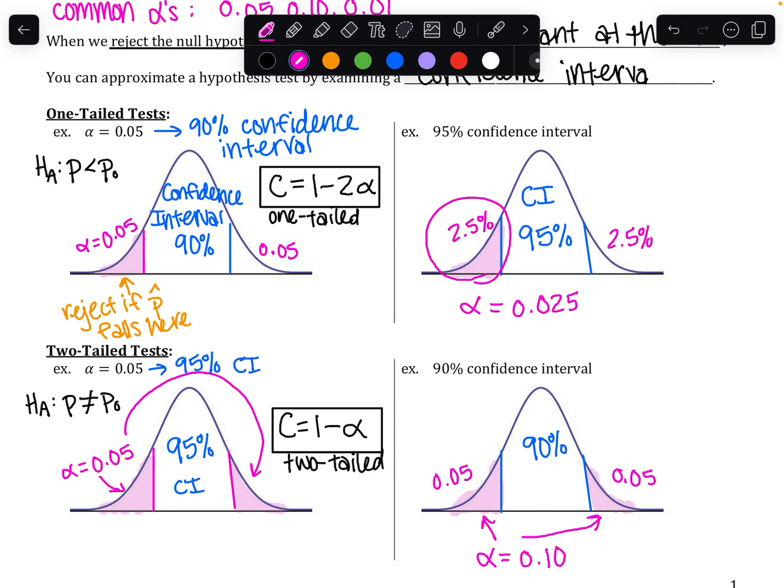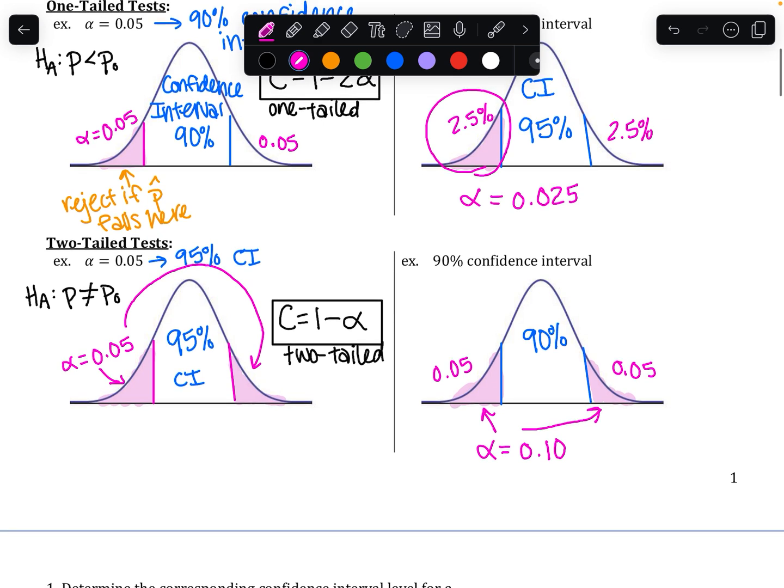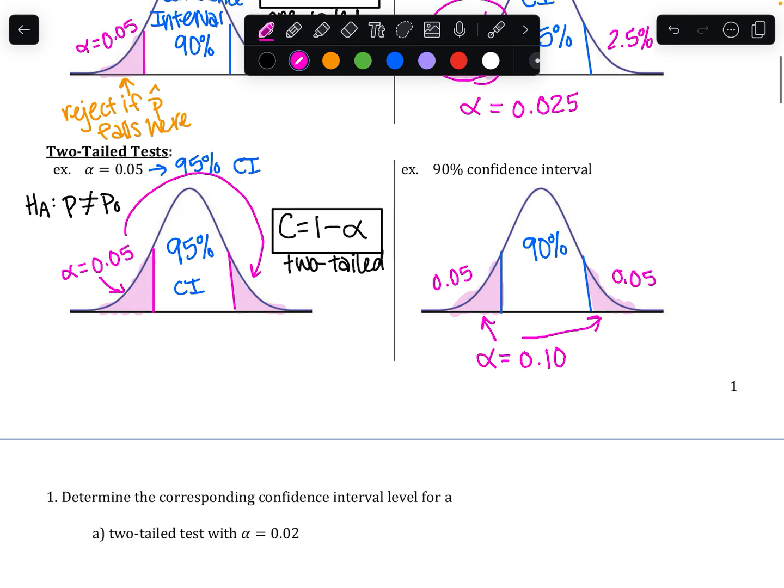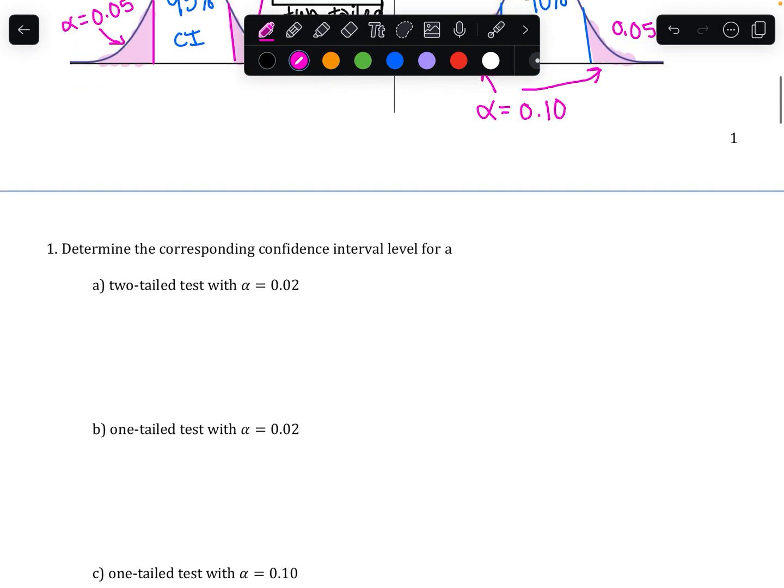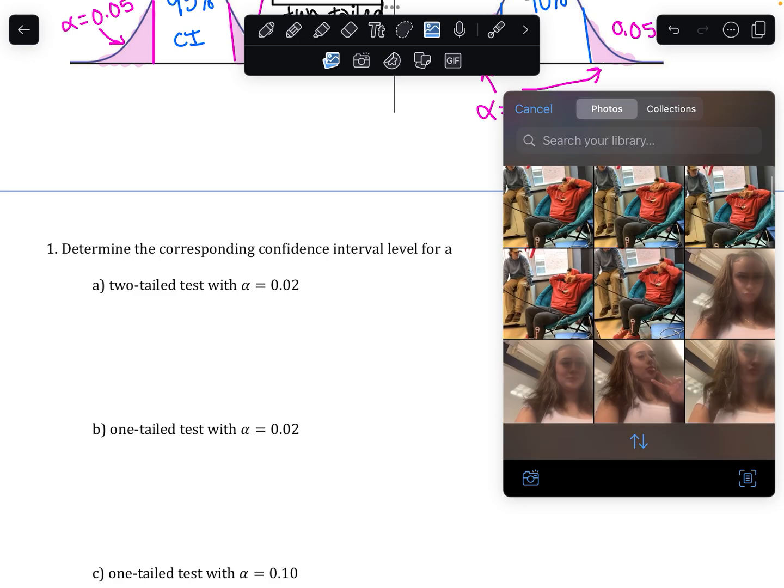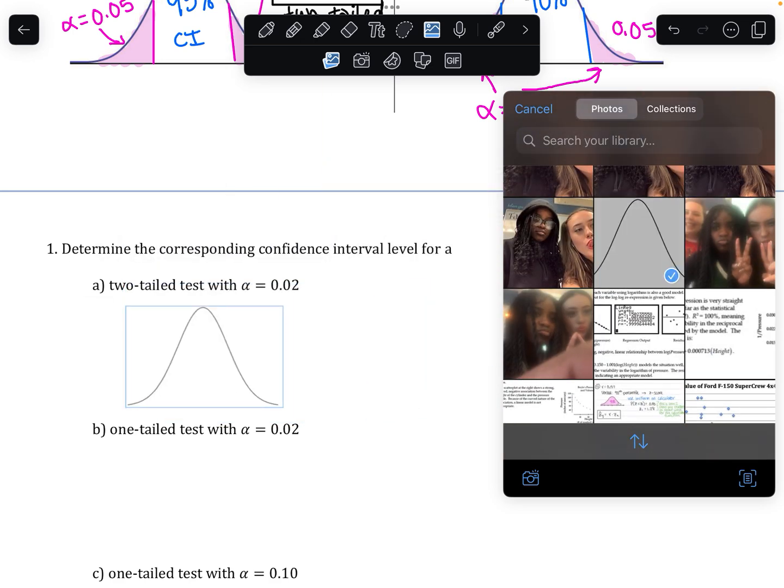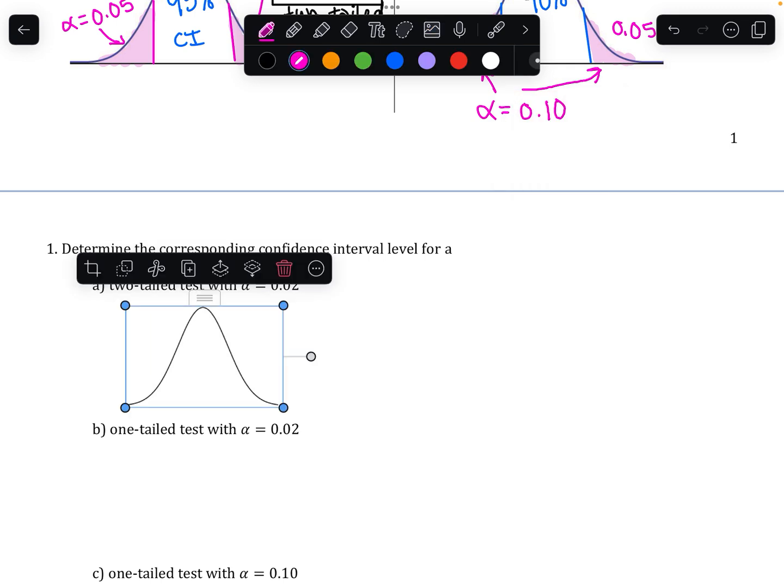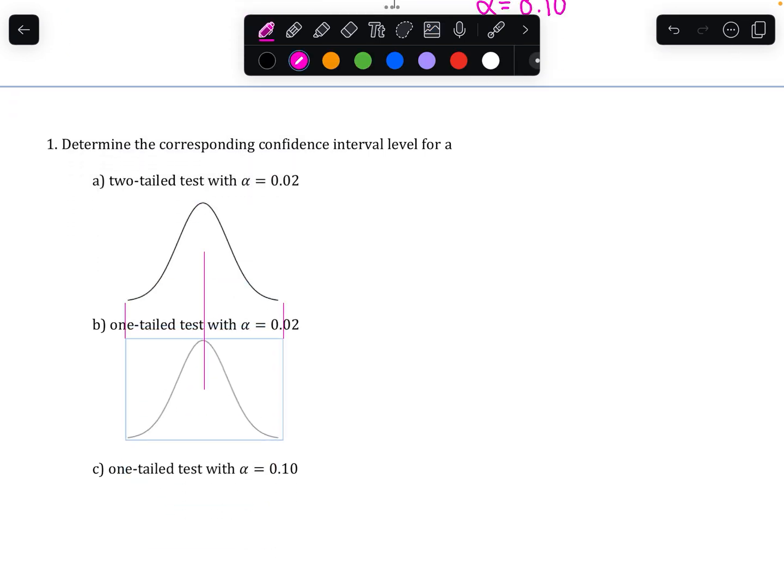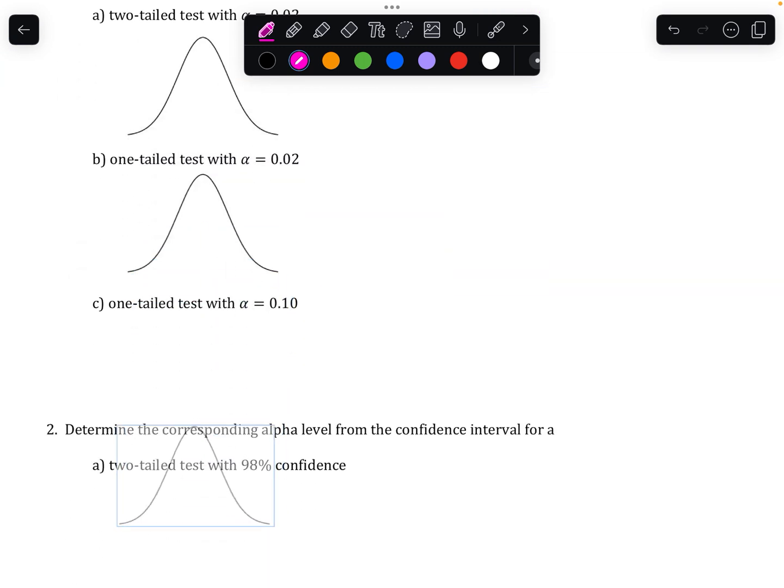All right. If you need a minute to go through that again, feel free. I do have some examples on the next page that you're going to try for yourself. So I would love for you to pause the video now and try a couple of these and then come back and see what the answers are. Let me just go through with you. Let me put some normal models in there. Because like I said, I don't use the rules. I like to draw a picture every time.